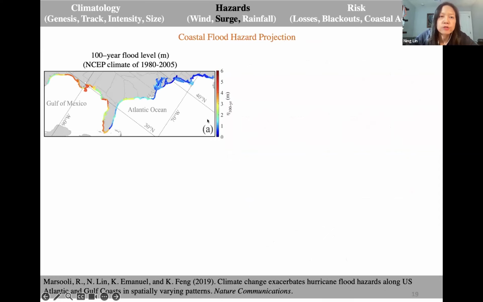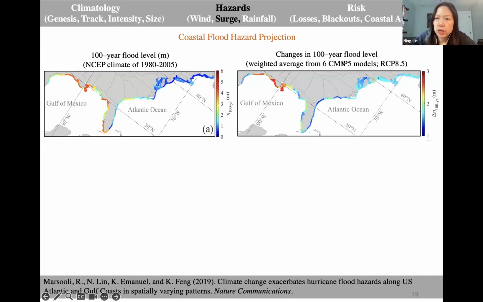This is a 100-year flood level for each of the coastal counties along the eastern U.S. and Gulf Coast. Basically, we use the synthetic model to simulate storms, and each of them goes through the ADCIRC model. And then we do statistical analysis on the simulated storm surge for each coastal county and quantify what a 100-year flood level is. And we do that for the future climate projection.